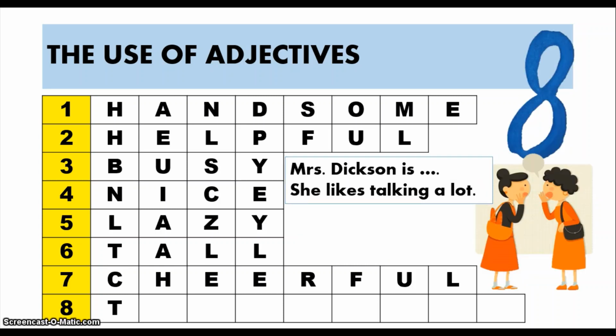Last one, number 8. Mrs. Dixon is blah blah blah blah. She likes talking a lot. Okay, she likes talking a lot is the key. So the adjective will start with T. Good. The answer is talkative. She likes talking a lot because she's a talkative lady.